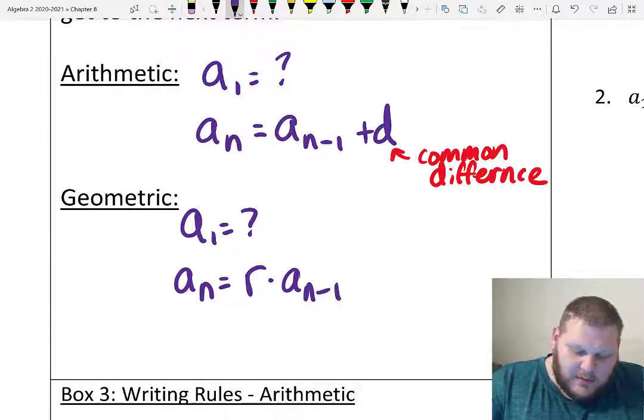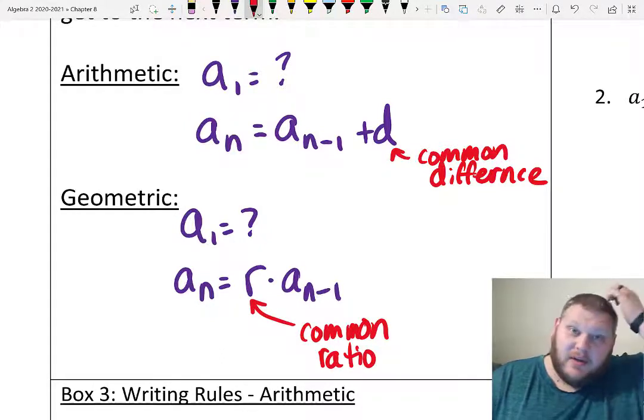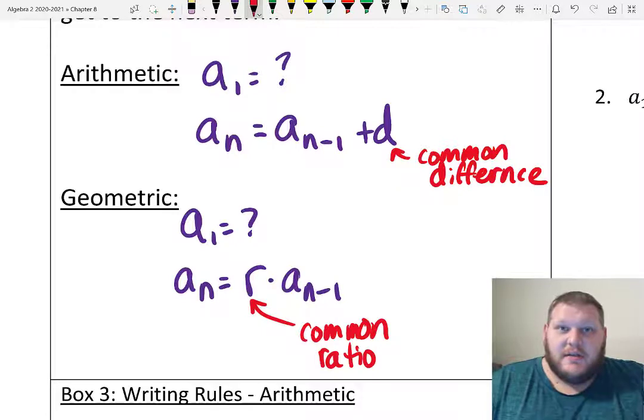And minus 1. There we go. So in this case, r is my common ratio. So how I get from one to the next, again, is my multiplication in a geometric sequence. So r is just my multiplier. D is how much I had to add or subtract.